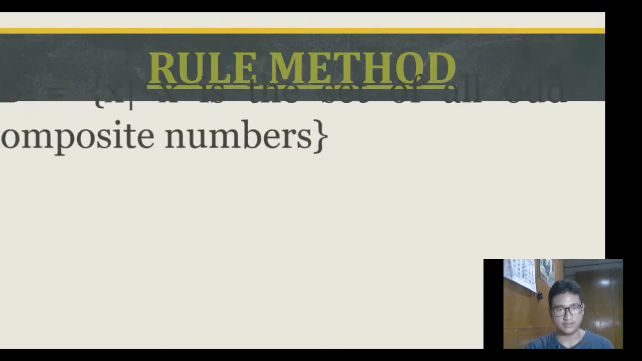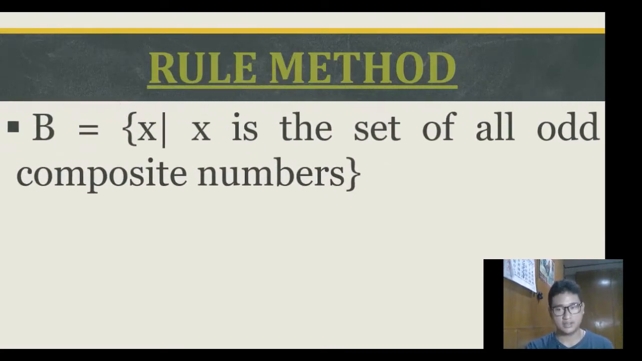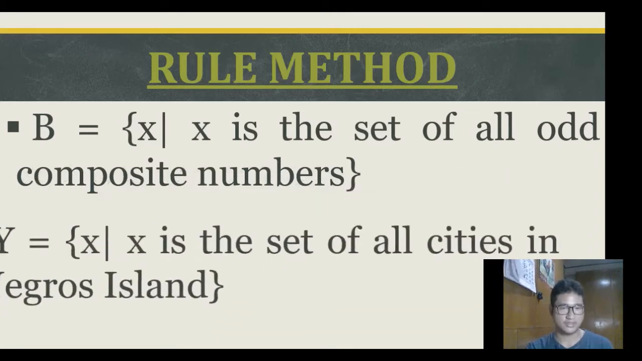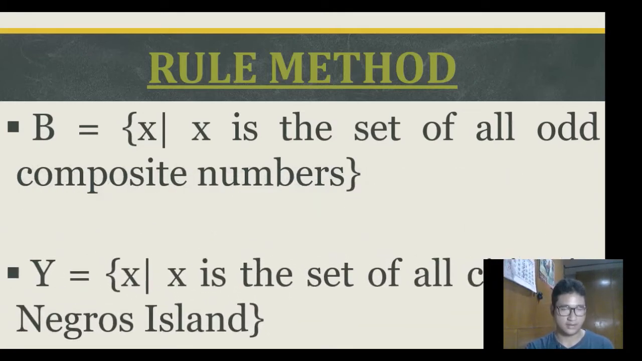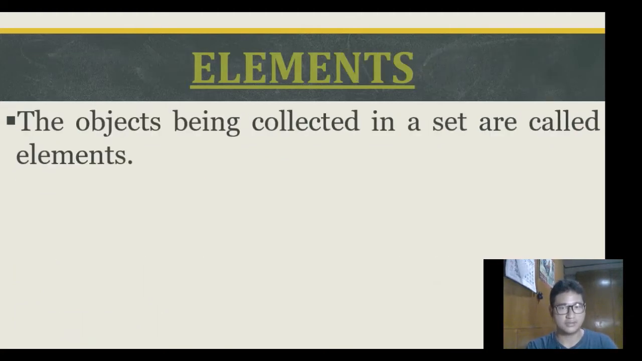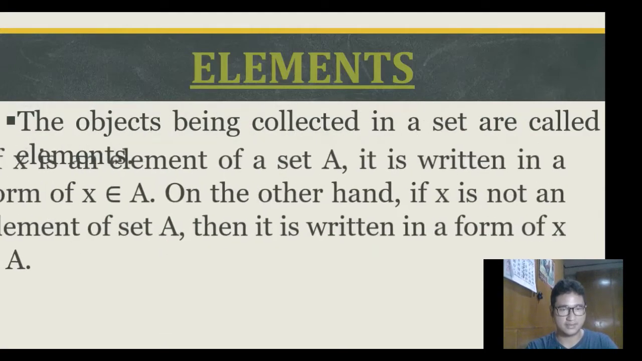We have the rule method. Set B contains x, that is, x is the set of all odd composite numbers. And we also have set Y, which has the element x, wherein x is the set of all cities in Negros Island. The objects being collected in a set are called elements.